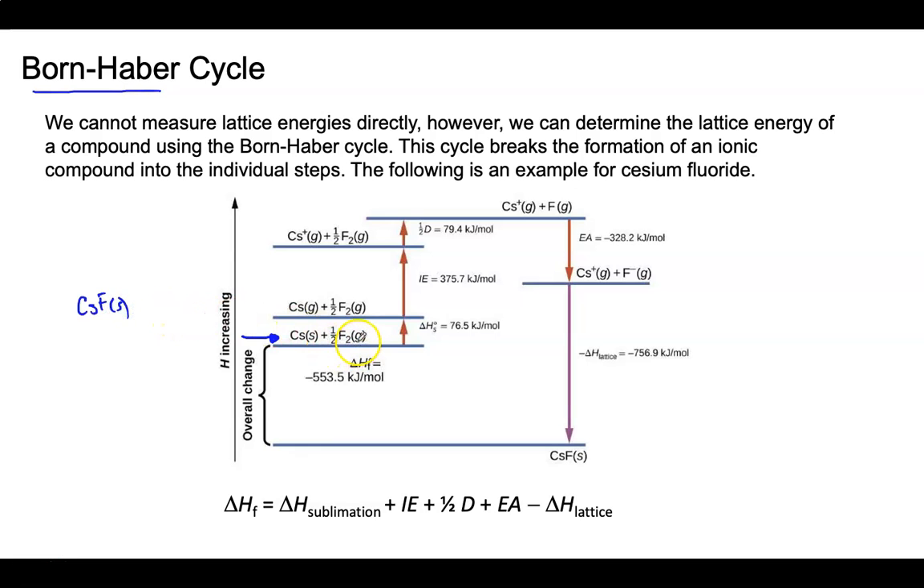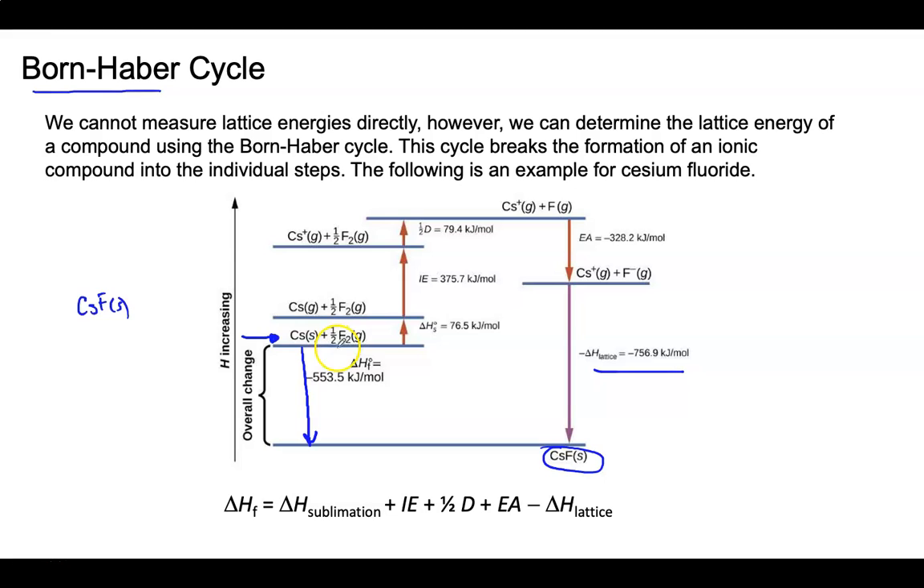Okay, so this bottom spot where energy is lowest, or enthalpy is lowest, is where we have our cesium fluoride. From the elements, which are cesium and fluorine in their elemental states at 25 degrees Celsius, this direction would be the heat of formation, because that's going from our elements in their forms at 25 degrees Celsius and 1 atmosphere pressure to our product, cesium fluoride solid. Okay, that's our heat of formation. What we're looking for is this lattice energy.